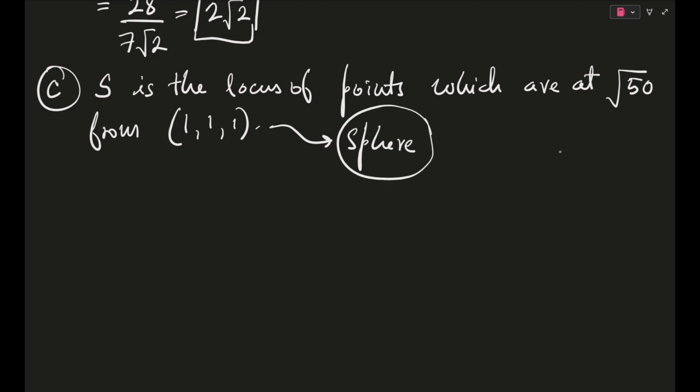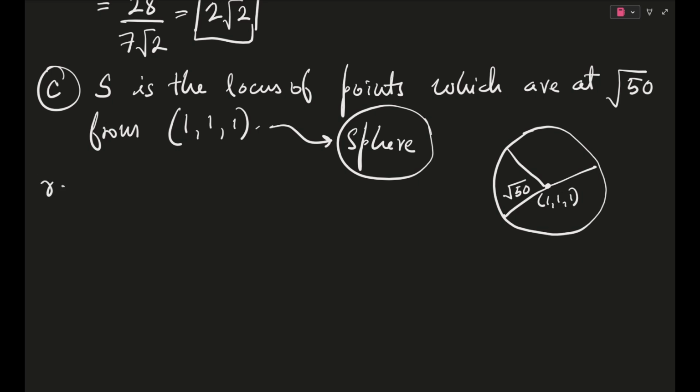Okay, it's a sphere like this. Obviously if I even draw, then it will be very difficult to depict, but it is a sphere like this in 3D, and this is the point 1 comma 1 comma 1, and this is the locus S, so all the points will be at fixed distance of root 50 from 1 comma 1 comma 1, right? So S is a sphere of radius root 50, and this is centered at C, 1 comma 1 comma 1.